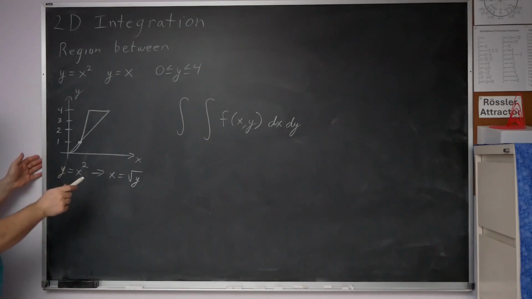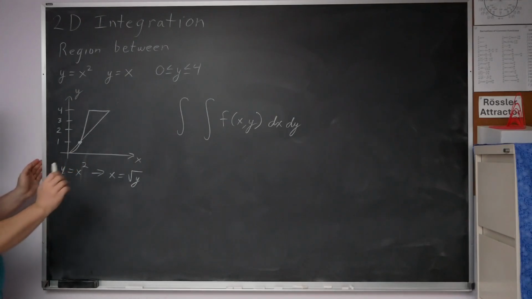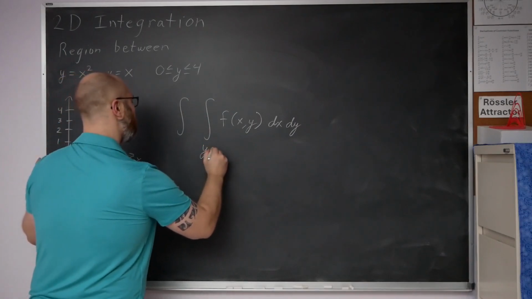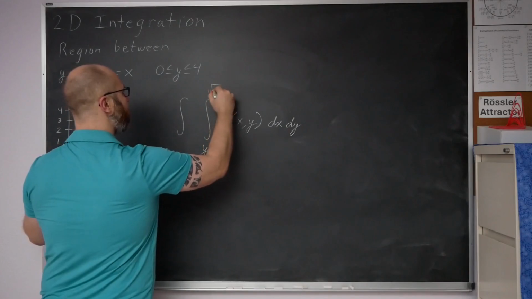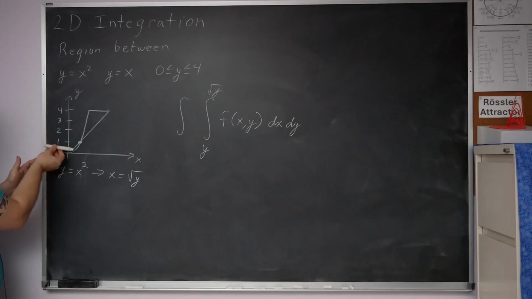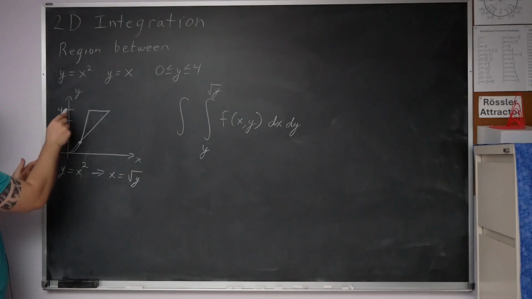So in that case, we go from x equals this line up to x equals this. So it looks like we should go from x equals y to x equals the square root of y. That's not going to be right. So just keep that in mind. This is a mistake people commonly make. But let's find out why it's not right. So x goes from there to there, and y is going from 0 to 4.